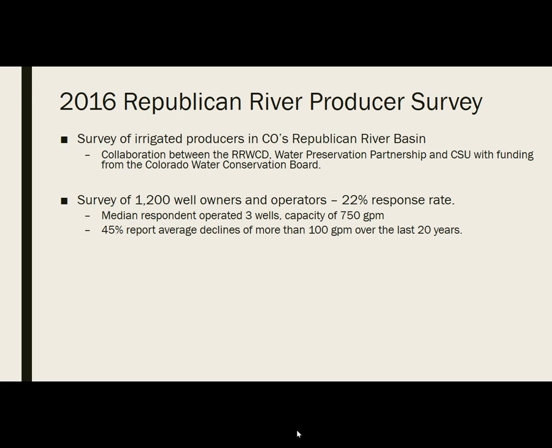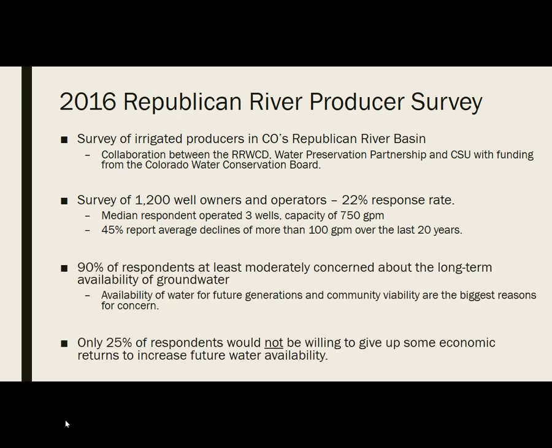So the median respondent to our survey operated 3 wells with an average capacity of about 750 gallons per minute. So we feel like those users are fairly representative of the general population of groundwater users in the region. And many of them reported declines of over 100 gallons per minute in their wells over the last 20 years. In addition, over 90% of respondents said they were at least moderately concerned about long-term availability of groundwater, primarily because they're concerned about future generations and the viability of their communities.